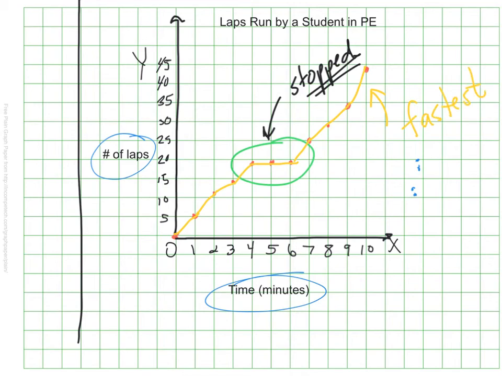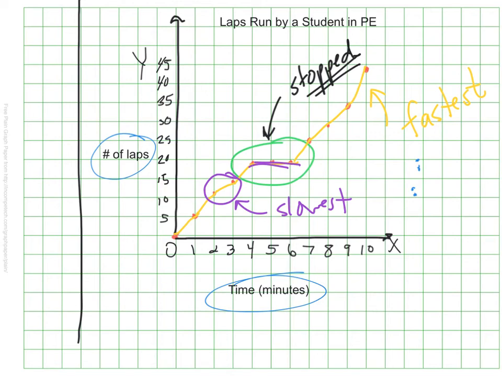On the other hand, we can see she made the least progress right here because the points are pretty close together. So with the exception of where she was stopped, this seems to be her slowest moving pace. This is where she's going the slowest. And we can tell this just by looking at the graph.